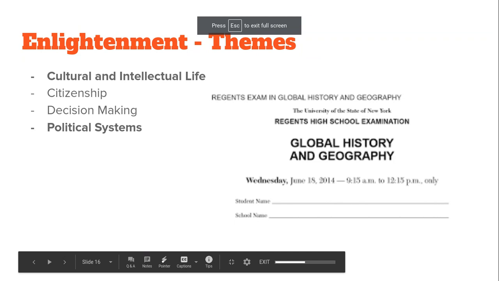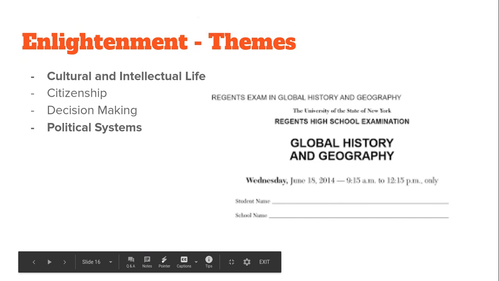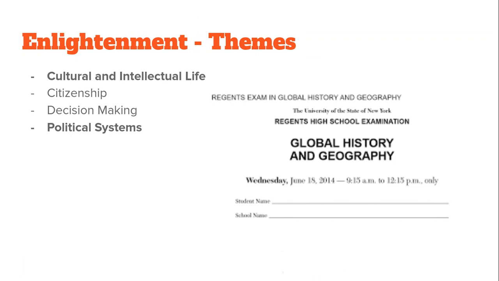First, I'd like to start with some of the themes that you might come across on the Regents exam for a thematic essay. This is not a list of all the themes that apply to the Enlightenment, just some of the new ones we haven't explored yet. And these themes include cultural and intellectual life, citizenship, decision-making, and political systems. Now, I bolded the first and last one there because those are the ones that will more than likely be on the exam compared to the other two. So just keep that in mind.